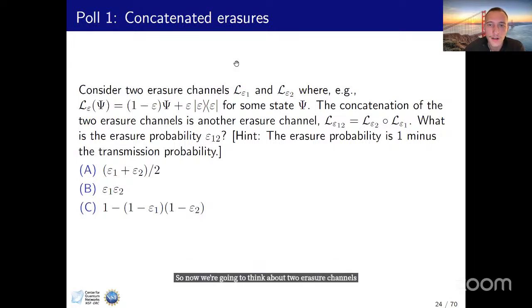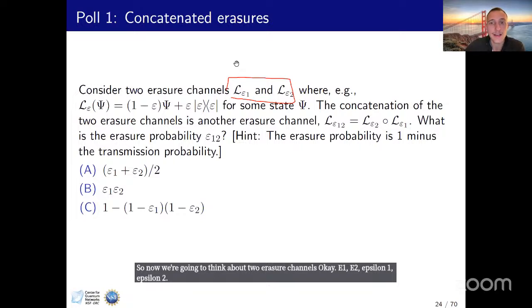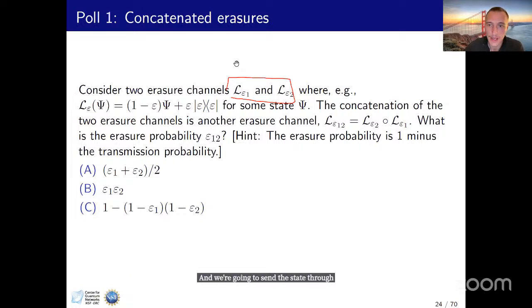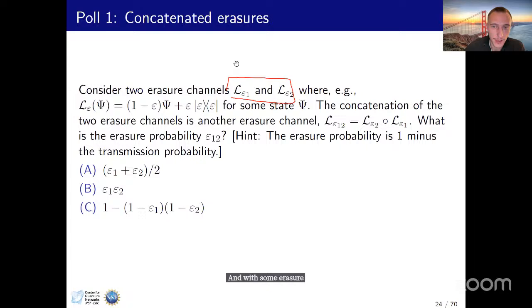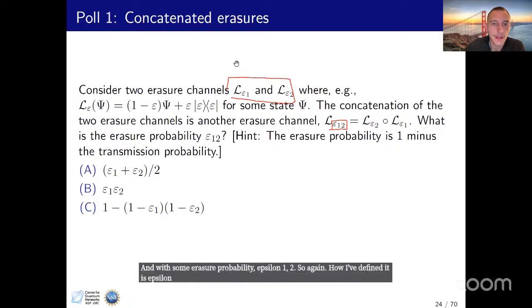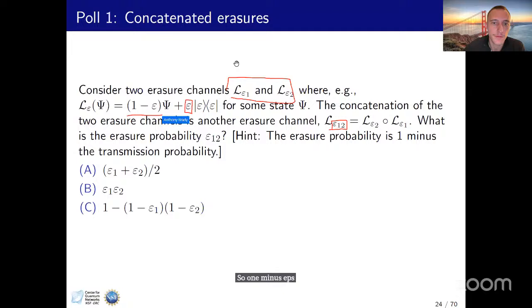E1, E2, epsilon 1, epsilon 2. We're going to send a state through two erasure channels. The concatenation of two erasure channels is another erasure channel, with some erasure probability, epsilon 1,2. Again, how I've defined it, epsilon is the probability that you lose the photon, so 1 minus epsilon is the probability that you keep the photon.